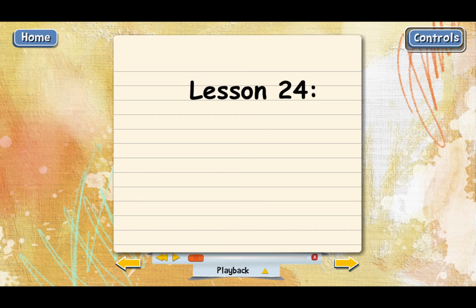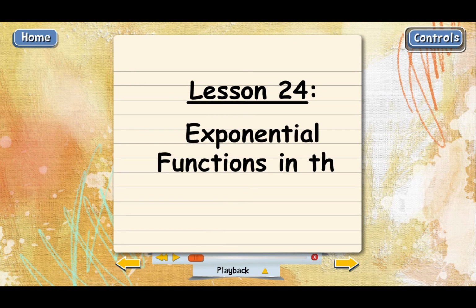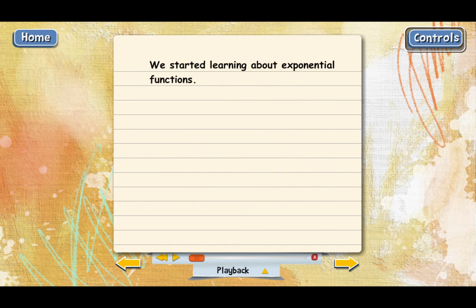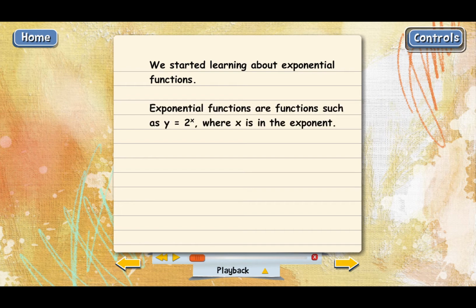Lesson 24, Exponential Functions in the Real World. In the last lesson, we started learning about exponential functions. And remember, those are functions where the x is in an exponent. An example would be something like y equals 2 to the x power.